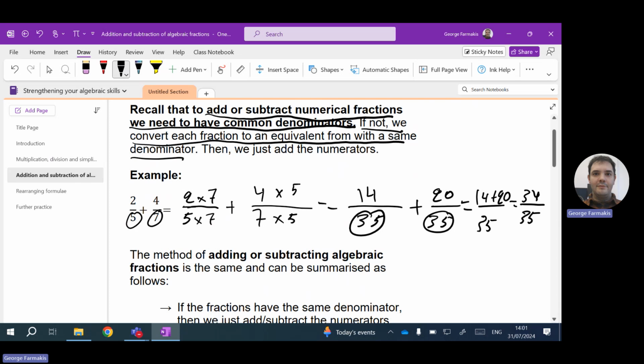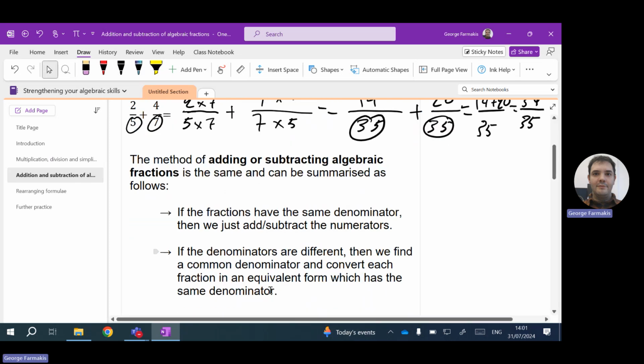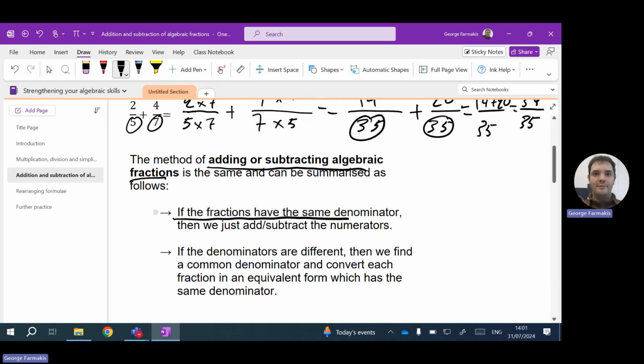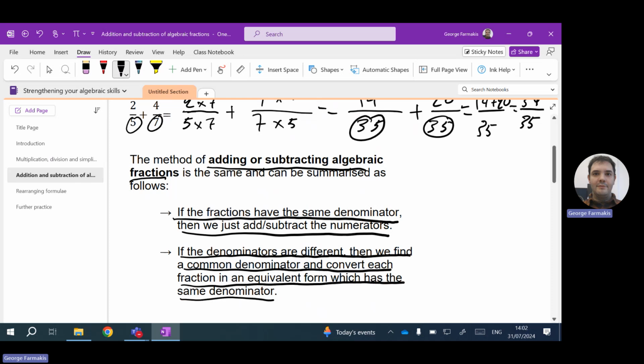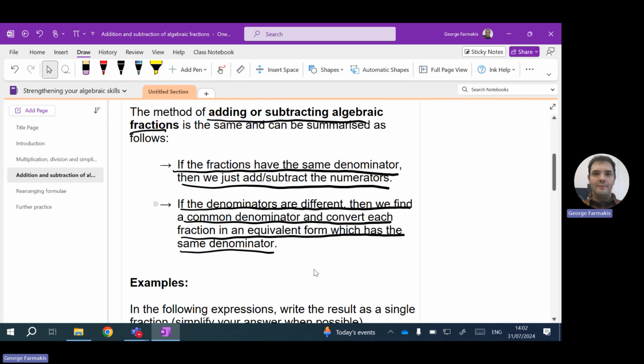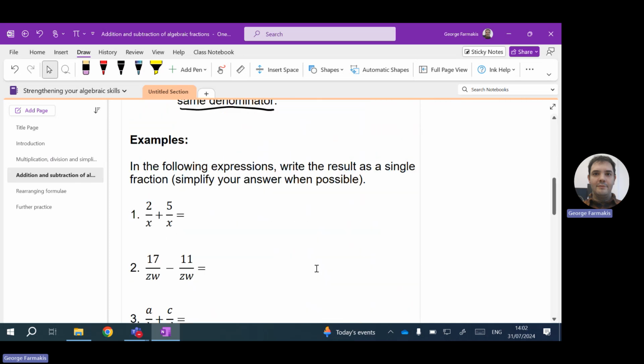And the same rule applies to algebraic fractions, whether you add or subtract. So if we want to summarize, when adding or subtracting algebraic fractions, if the fractions have the same denominator, then we just add or subtract the numerators. If the denominators are different, then we find a common denominator and convert each fraction into an equivalent form which has the same denominator. In practice, it's a bit more simple. Okay, so let's do some examples.